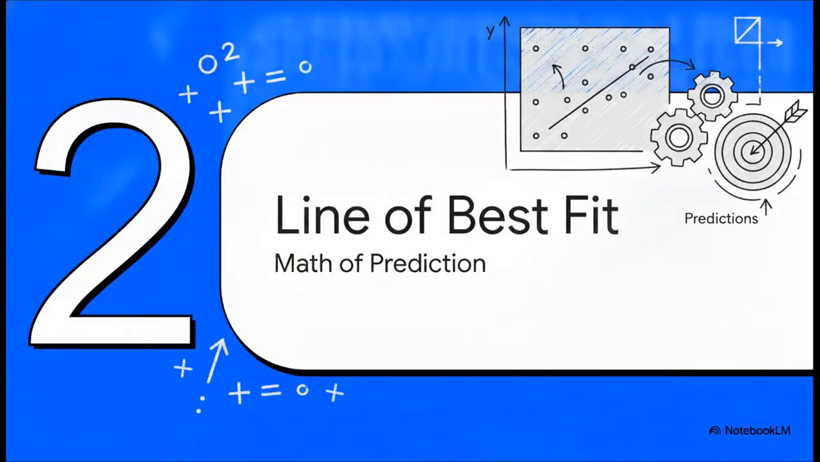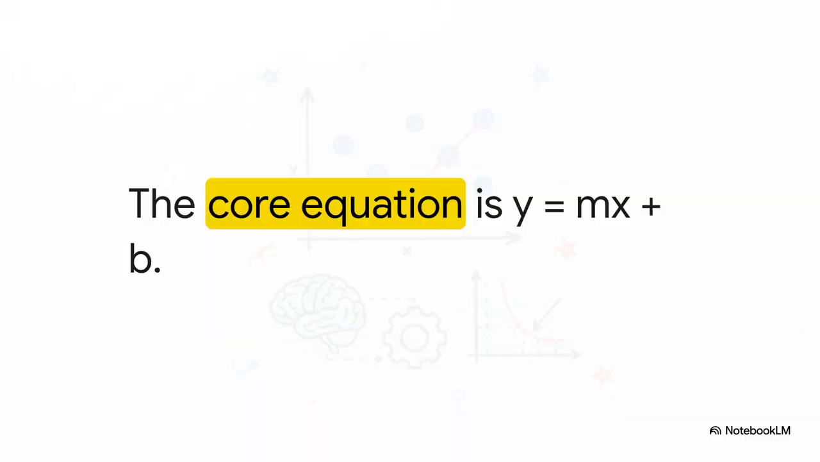Moving on to section 2, the line of best fit, the mathematics of prediction. Let's see how this builds into the mathematical engine of our predictions. Now, don't worry, we aren't going to get bogged down in complex Greek letters or advanced calculus here. Let's just look at the simple representation of a line. You probably remember this from middle school algebra, y equals mx plus b. You might also see it written in textbooks as y equals b0 plus b1 times x. Don't let the different letters throw you off. They represent the exact same core concept.